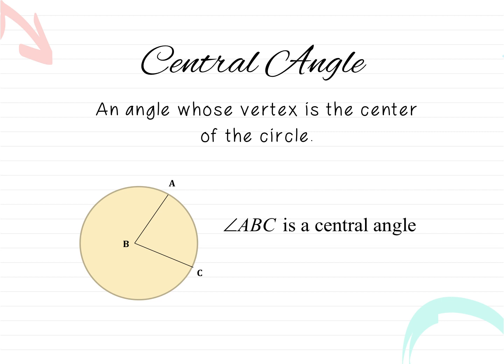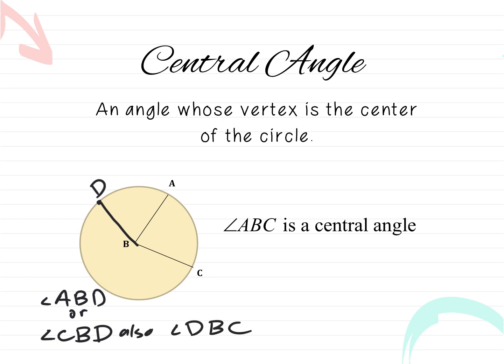If you had another point, for example, this point right here, let's call it point D, and we're going to draw a line to B. Now, with that other point on the circle, you would have another central angle. You would either have the other central angle being ABD, or you can have another central angle of CBD. You can also call it angle DBC. Remember, you can exchange the letters, DBA, ABD, doesn't matter, CBA for the other central angle.